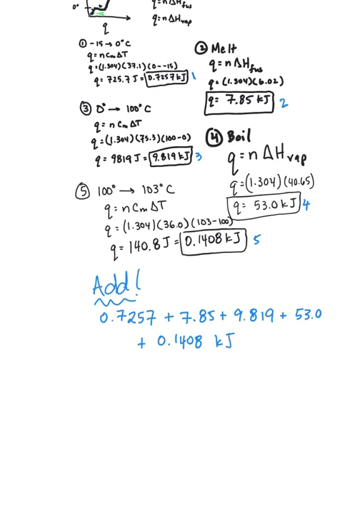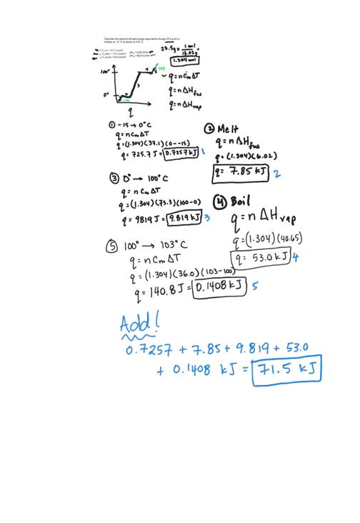All of these were in kilojoules, all had consistent units, and I know that I needed 3 significant digits total. That means that I need to keep 1 after a decimal point. When I add all of these together and keep 1 digit after a decimal point, I end up with 71.5 kilojoules. This is how much heat energy is required to change 23.5 grams of ice at negative 15 degrees Celsius into steam at 103 degrees.